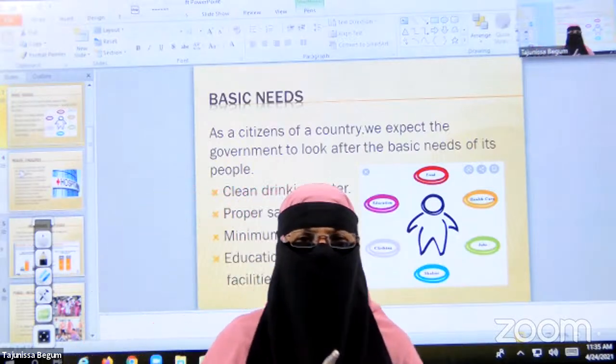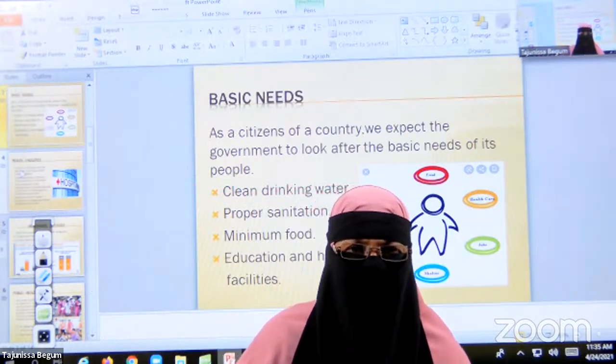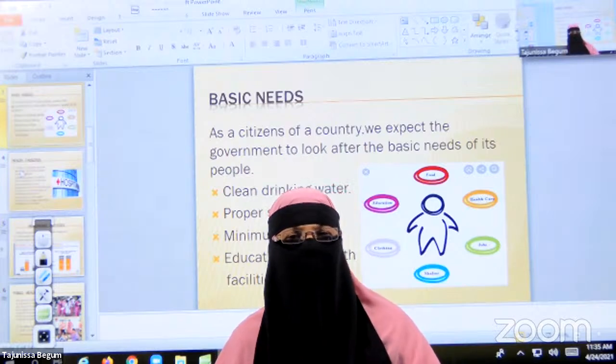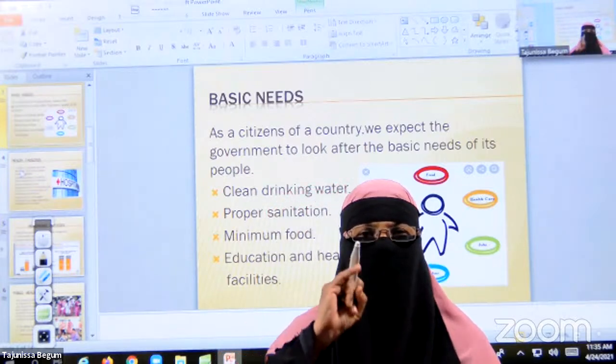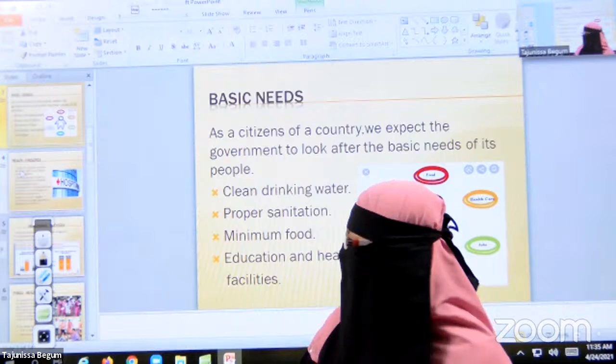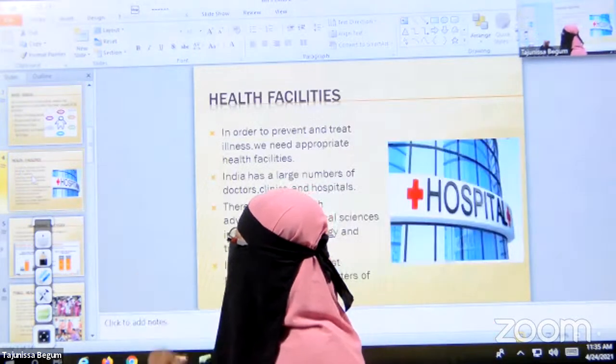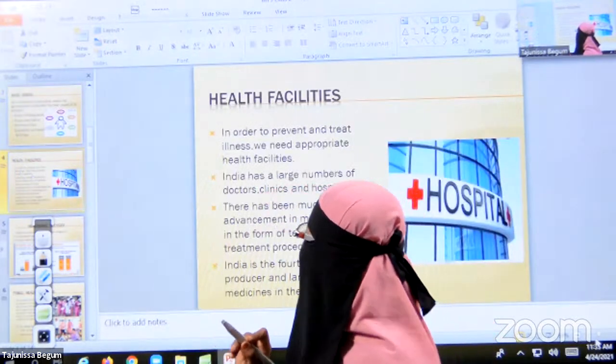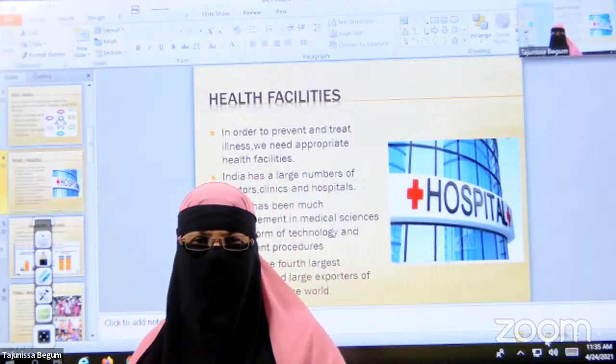We need a proper transport system. We need health facilities. We need minimum food facilities. We need food. We need clothing. We need shelter. Yes. Next we'll see what health facilities we need from the government.